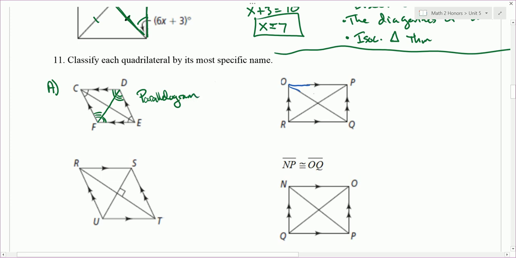Okay, the next one. Obviously it's a parallelogram because opposite sides are parallel. And there's no additional information given to us. We have the two diagonals drawn, but it doesn't tell us anything about how long they are, or nothing else is given to us. So the best we can say is that this is a parallelogram.